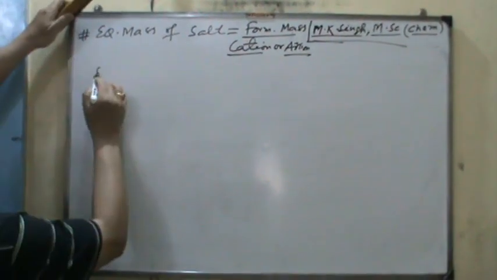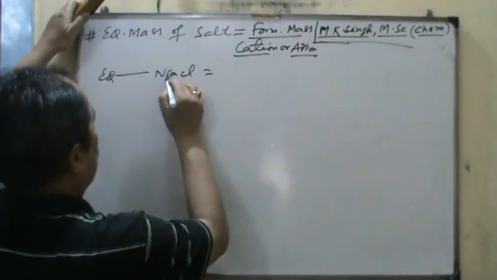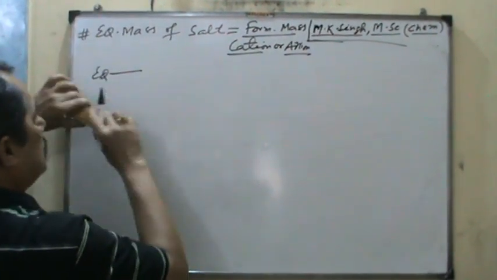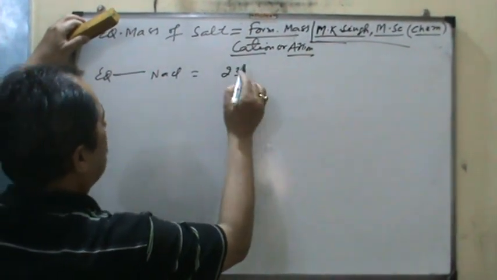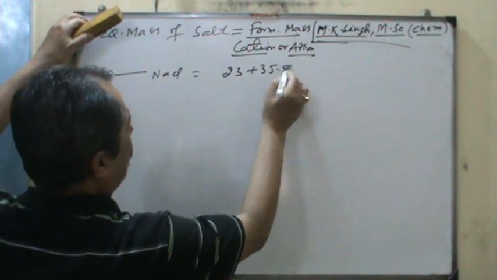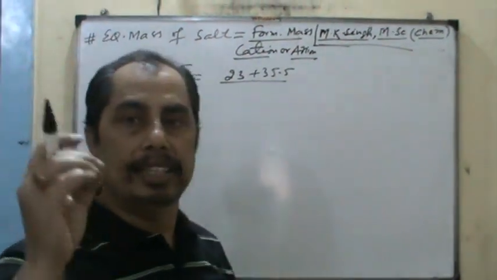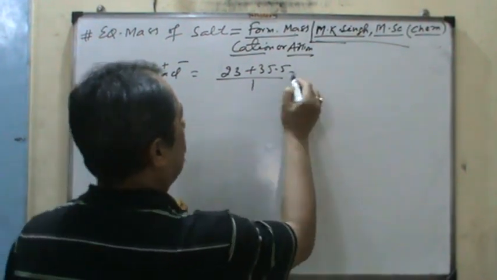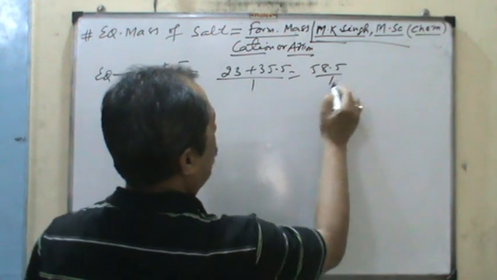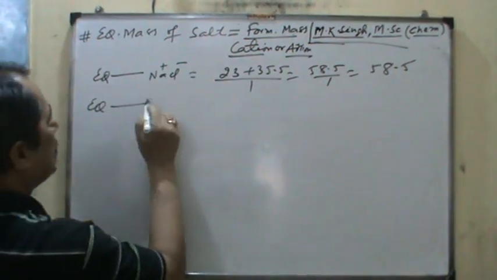For example, the equivalent mass of sodium chloride. What is the formula of sodium chloride? NaCl. Equivalent mass is 23 plus 35.5. How much charge is here? 1 plus and 1 minus. Either you take any one. Charge is always equal. So this is 58.5 by 1. What is your answer? 58.5.